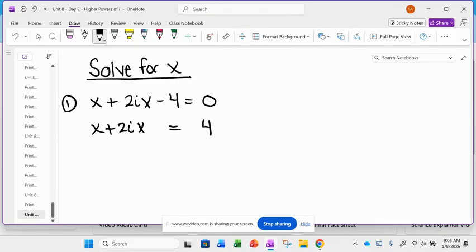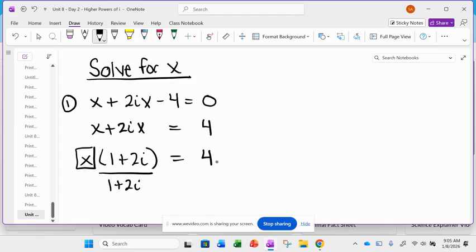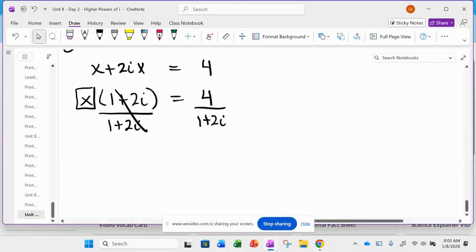What do you think I'm going to do now on the left side? Good. Pull out a GCF of x. So then I'm going to have x times the quantity 1 plus 2i equals 4. And since I'm solving for x now, I'm going to divide by the 1 plus 2i. So I have x is equal to 4 over 1 plus 2i. Can I leave my answer like this? No, we need to rationalize.